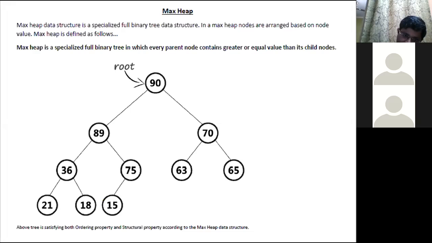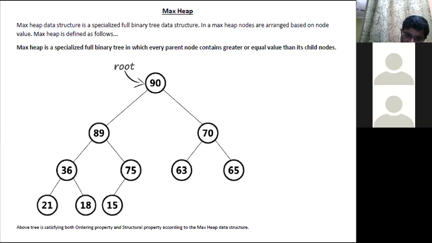So we can say that this is the max heap. Since 90 is the root, the left child is 89, the right child is 70, so the property is satisfied. Now let's keep on checking at node 89. Left child is 36, right child is 75. So these two values are lesser than 89, so the property is satisfied. Let's keep on checking at node 36. Left child is 21, right child is 18, so the property is satisfied.